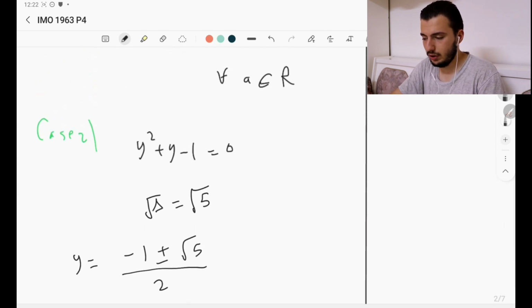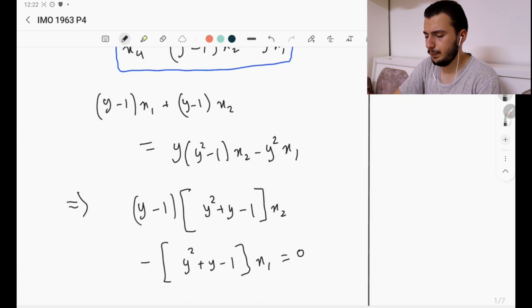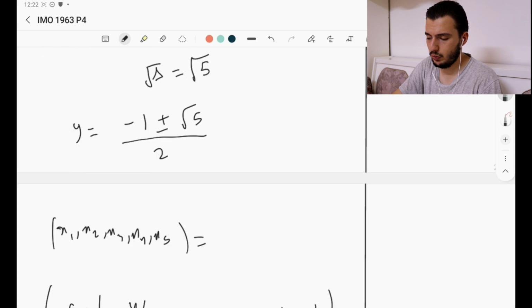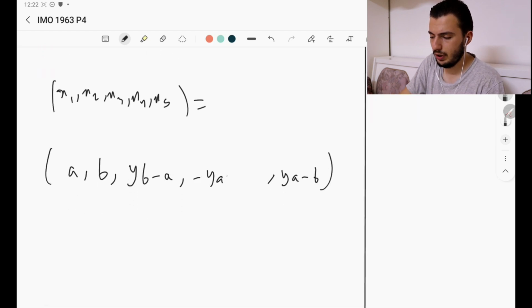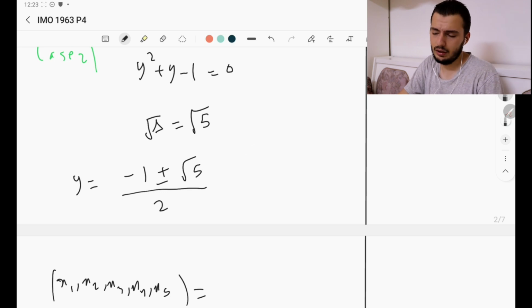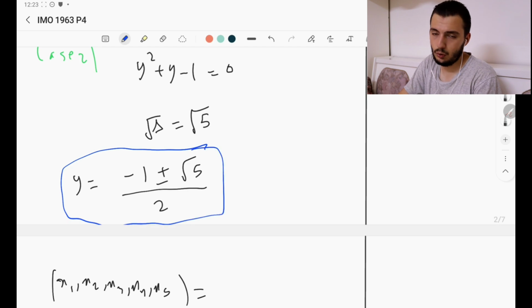Now for number 4, we have x4: y squared minus 1 times x2 minus y x1. But we already know that y squared plus y minus 1 equals 0. So we can simply substitute y squared minus 1 with minus y. So minus y x2 minus y x1, so minus ya minus yb. And hence we're done actually. Of course, I'm putting y because I don't want to write this thing again and again, but we already know the value of y. So we can just put it here, two cases for y.